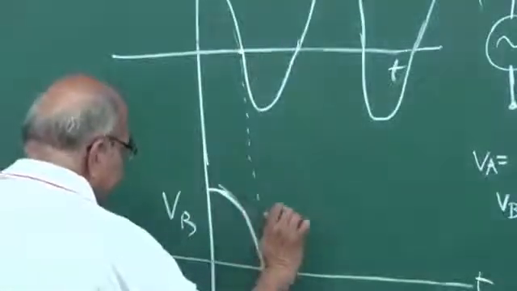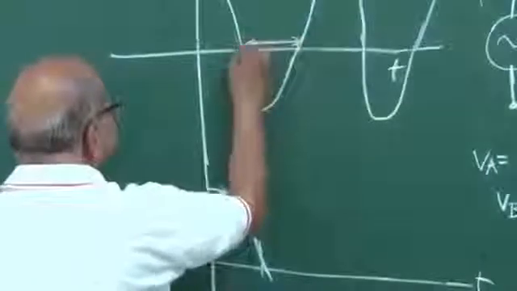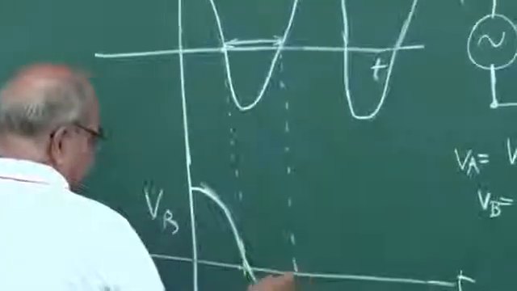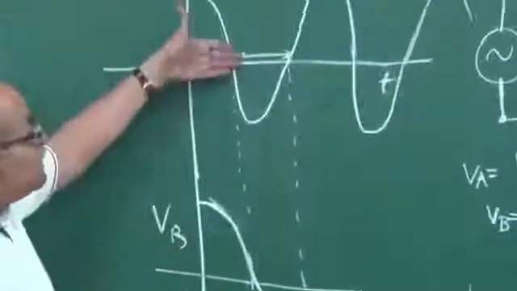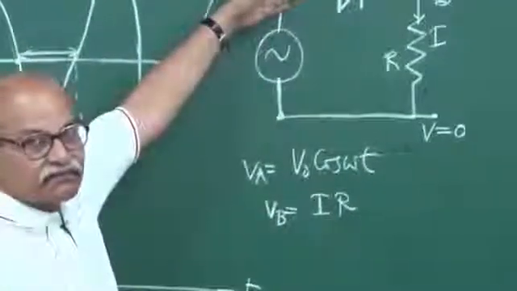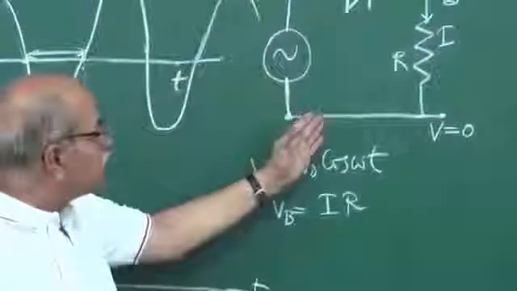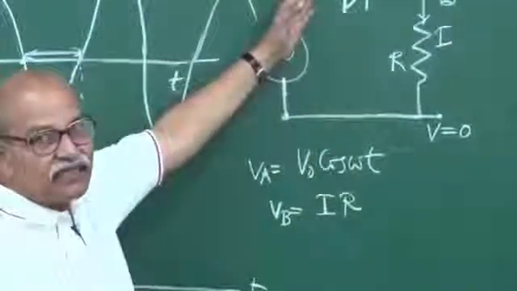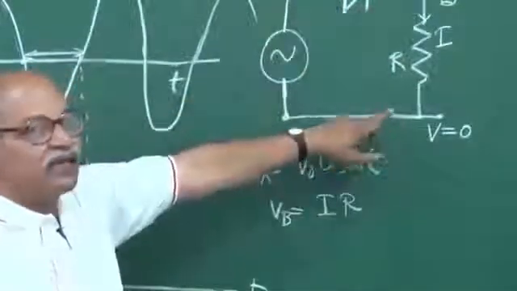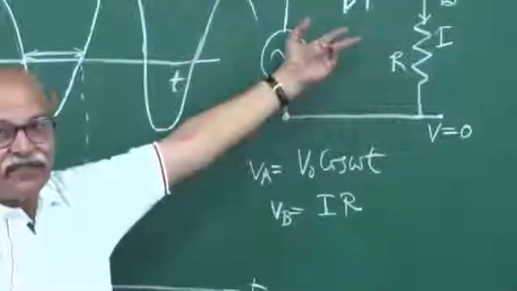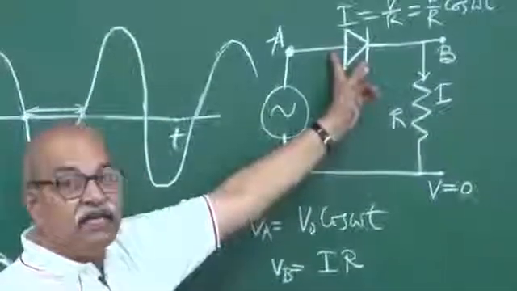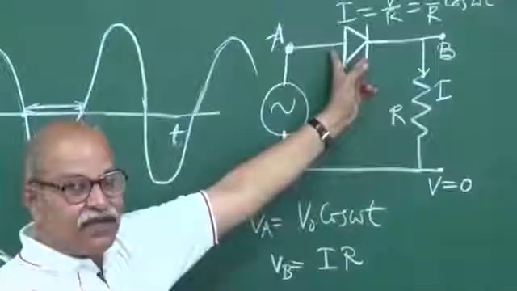After that, during this period, what happens? During this time, VA is negative. So this is at 0, but this is at negative. That means this is the higher potential side and this is the lower potential side. So P is connected to the lower potential side, N is connected to the higher potential side, and this is reverse bias.